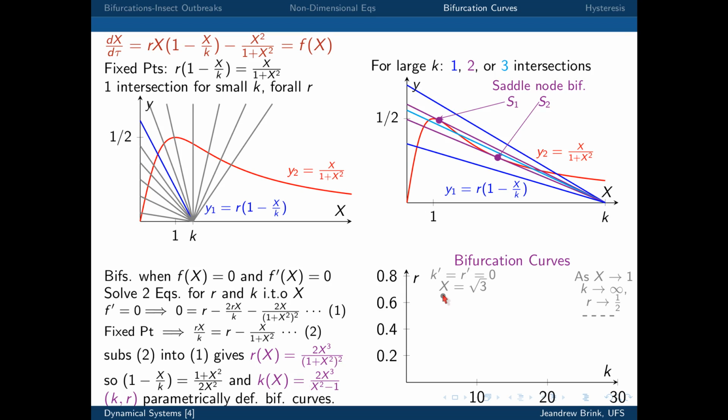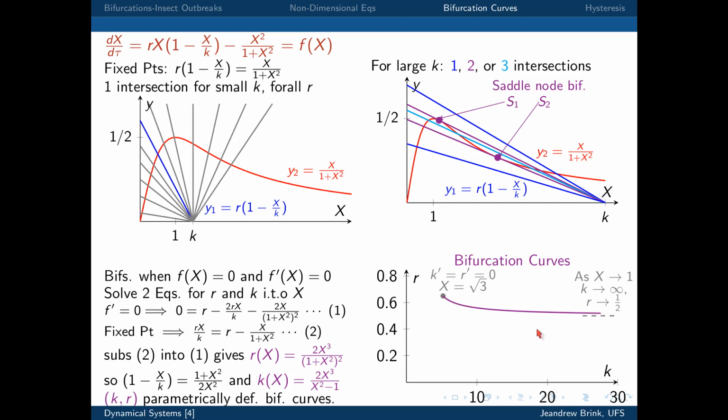So this is a point where the graph goes through, and you can immediately plot the point. If x equals the square root of 3, you can immediately work out from here what r is as well as what k is. And then it simply goes from this point. As k increases, it approaches r equals a half from above.